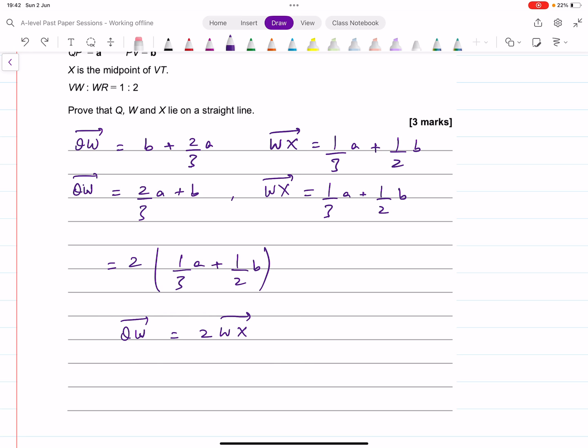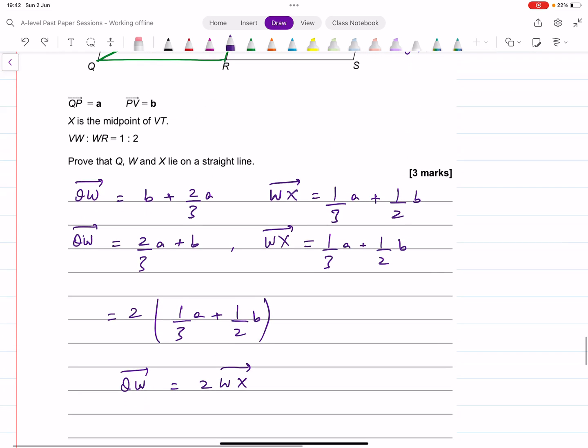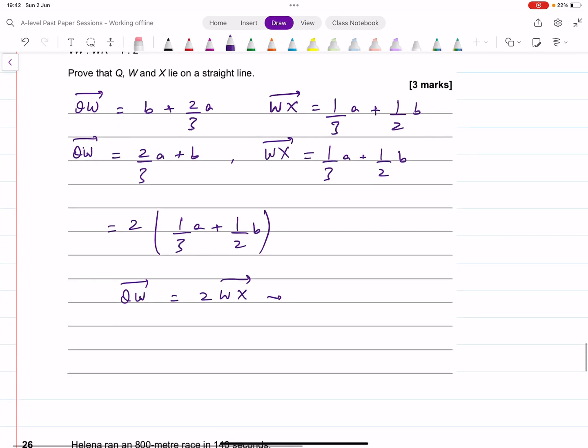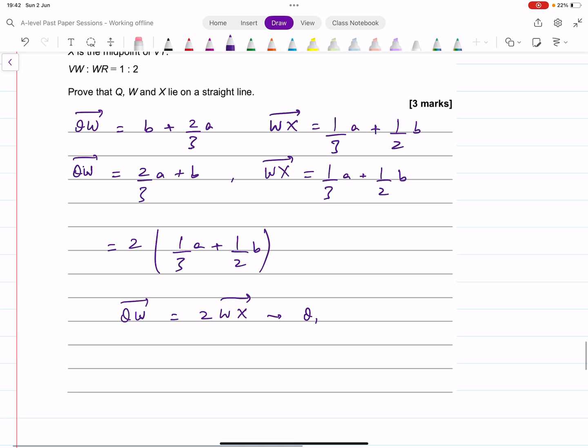Now, since these are parallel vectors, they have the same direction. That means Q, W, and X all lie on a straight line.